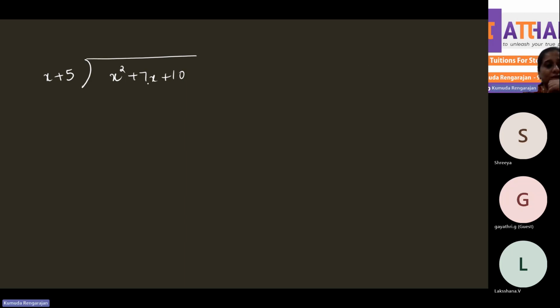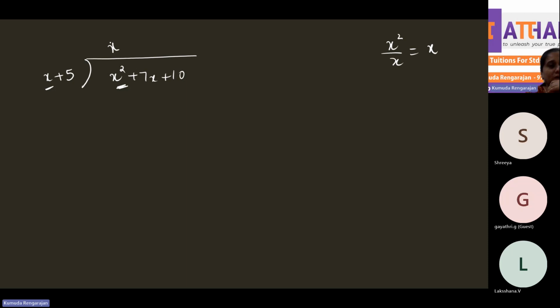You need to divide the first term of the dividend by the first term of the divisor. That's how you get started. Divide the first term of the dividend by the first term of the divisor in the rough column. So x squared by x. What do you get? x. That will be the first term in the quotient.